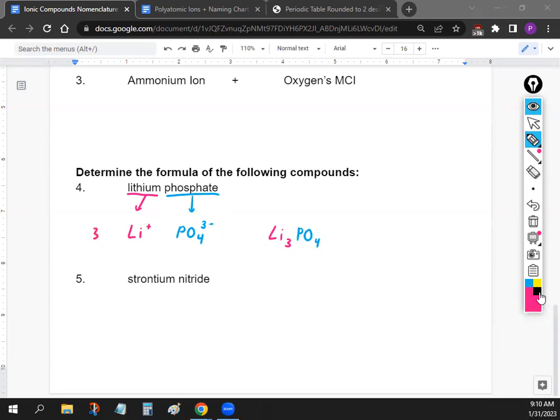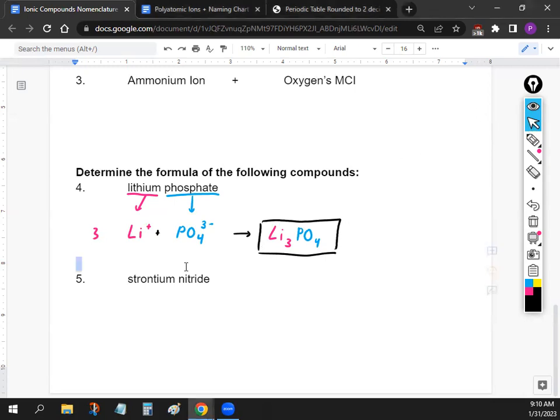All you're doing is just figuring out based on the name. Okay, and this is all I really need. So if you guys can figure it out in your head, which is totally cool, you don't need to do this front part as long as you can give me the formula. Only give me the whole balanced equation if I ask for it.